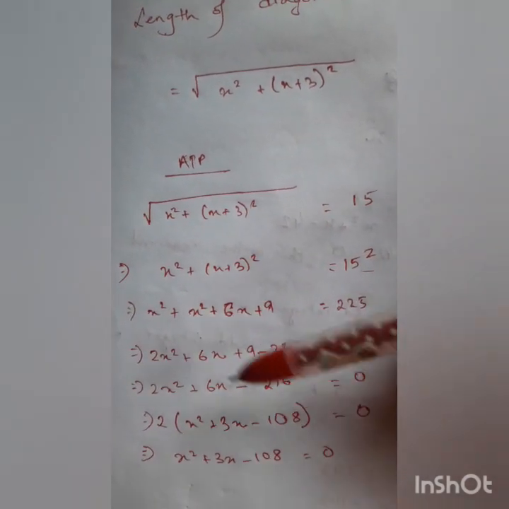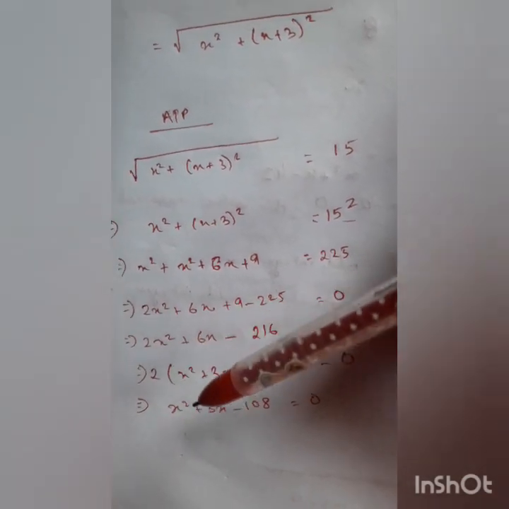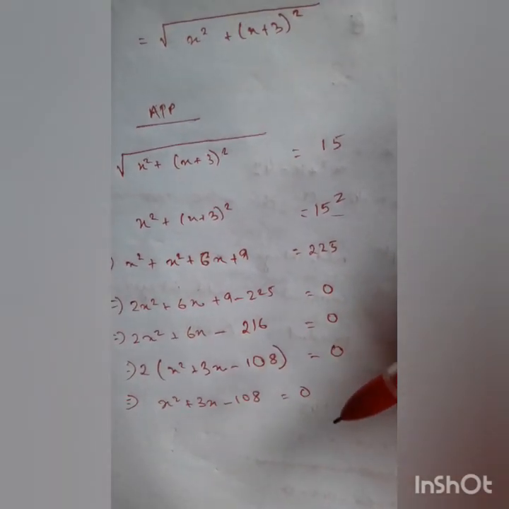I have just solved it, and see here I have taken 2 common. My final equation is x square plus 3x minus 108 equals 0.